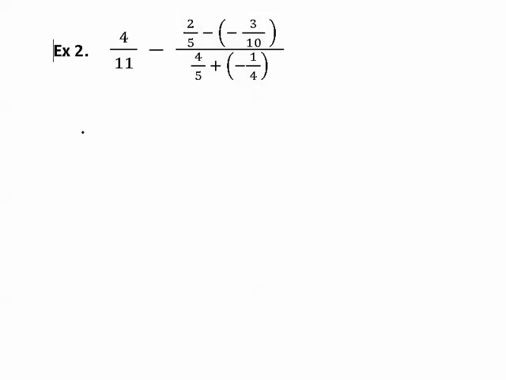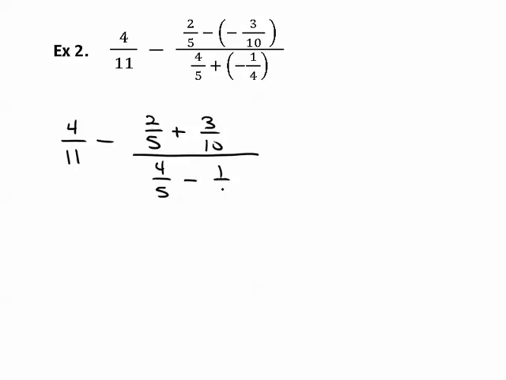So let's just go ahead and rewrite the problem. We have 4 over 11 minus, on top we have 2/5. Remember, a minus minus becomes a plus. Then we have 3/10, and that's all over 4/5 minus 1/4. So to simplify the numerator portion, let's go ahead and write this going downward, I guess. We have 4/11, and then we're going to subtract from that.